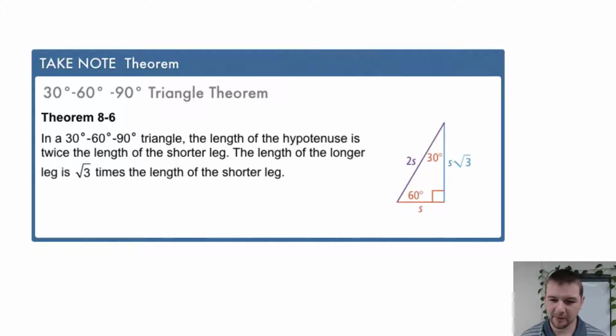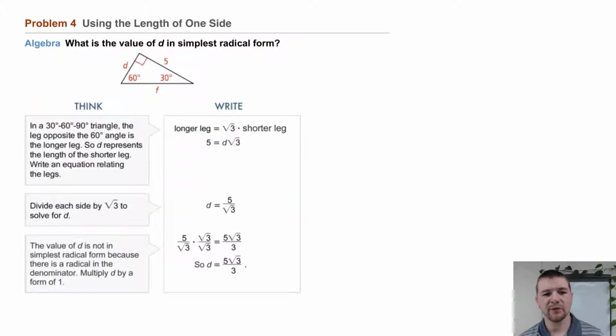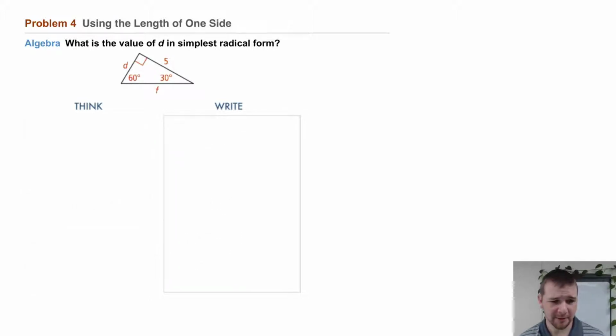So consider the diagram, our 30-60-90 triangle. The hypotenuse equals 2 times the length of the shorter leg. And the length of the longer leg is the square root of 3 times the length of the shorter leg. Problem 4, using the length of one side. This one involves algebra. It asks, what is the value of d in simplest radical form?